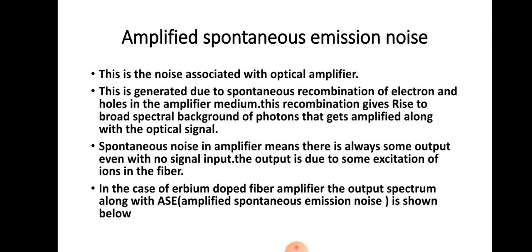Spontaneous emission noise in the amplifier means there is always some output even with no signal input. That means the output is due to some excitations of the ions in the fiber. Suppose we take the case of an erbium doped fiber amplifier. We will discuss the amplifier sections in detail in other modules. Here, to represent the amplified spontaneous emission noise, we take an erbium doped fiber amplifier, and the output spectrum of the erbium doped amplifier is shown in the figure.